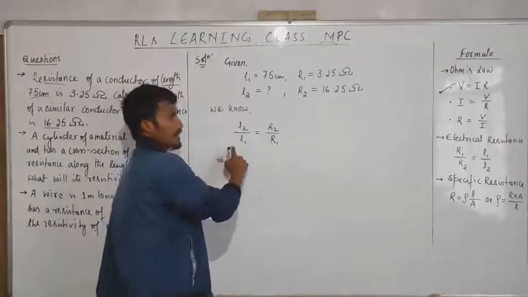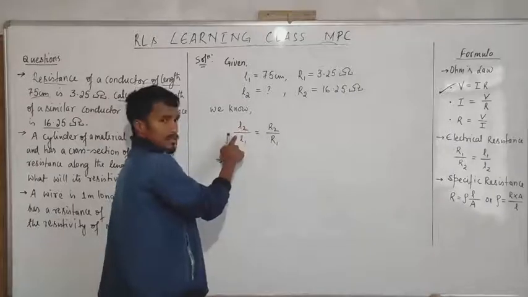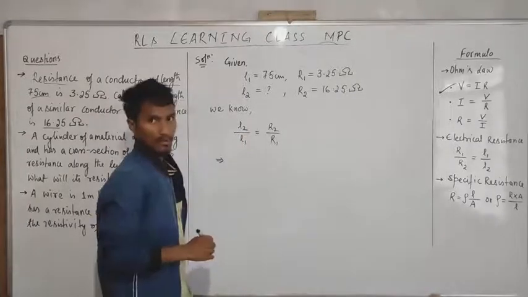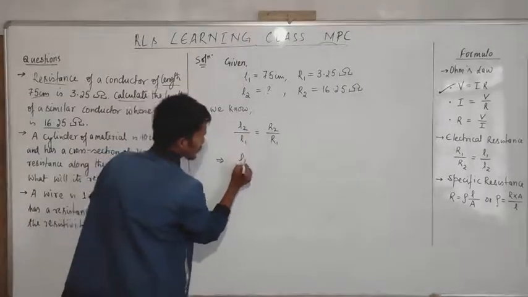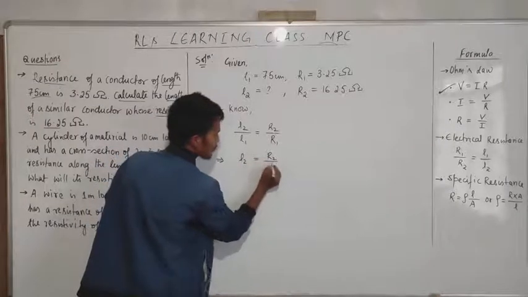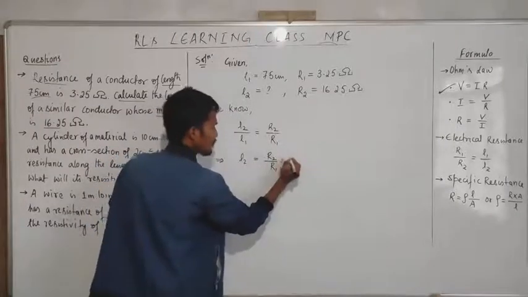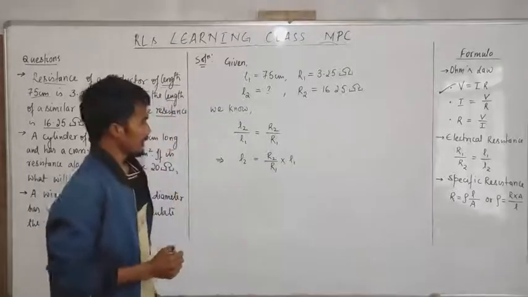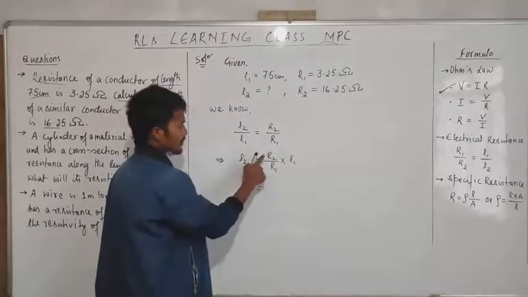Then this L1 I'll take to that side because here is a division. If we take this division to that side, it will change to multiply. Then I'll write like this: L2 is equal to R2 by R1 into L1. Now we'll substitute the values. What's the value of R2?